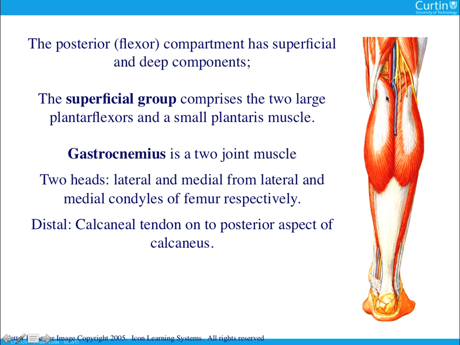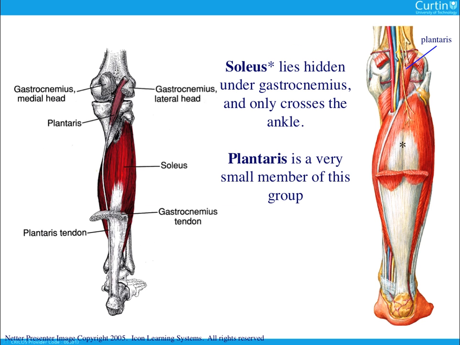So the gastrocnemius tendon is actually going to form the calcaneal tendon along with 2 other muscles, and it's going to insert onto the posterior aspect of the calcaneus at the calcaneal tuberosity. And 2 other muscles, as I said, contribute to the calcaneal tendon. We'll see that in a second.